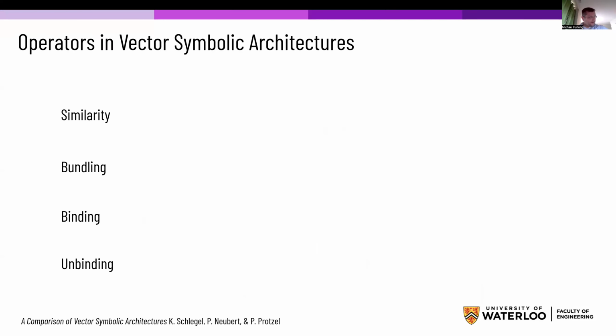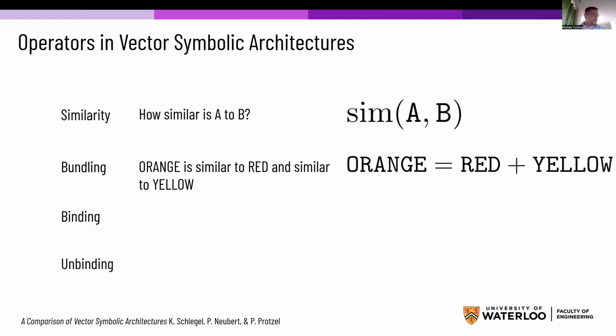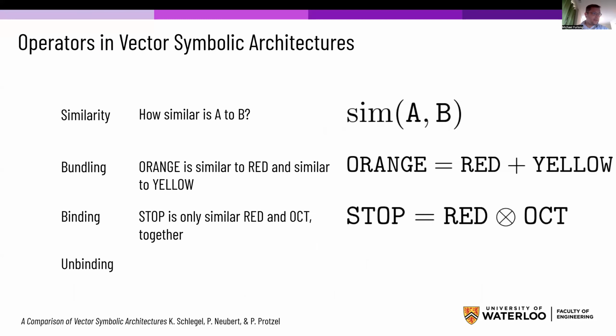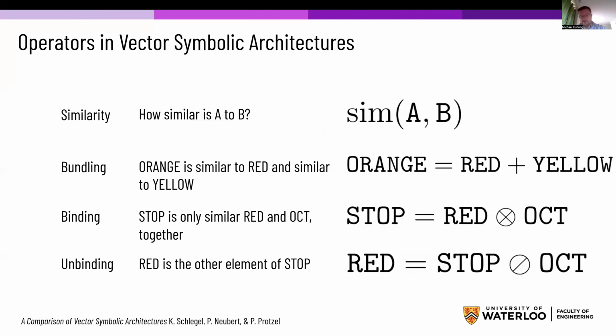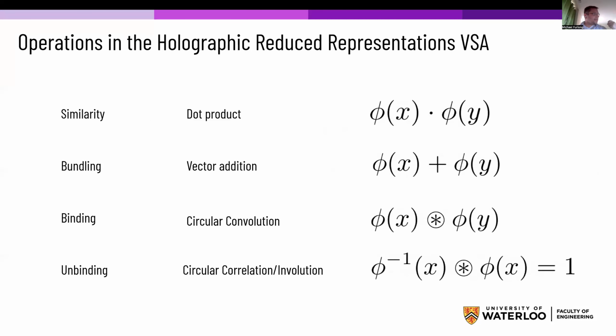We have these standard operations: similarity, bundling, binding, unbinding. Similarity answers the question, how similar is A to B? Bundling creates a new symbol that bears similarity to its constituent parts. Binding creates a new symbol where the symbol does not necessarily bear similarity, under the similarity metric, to its constituent parts. And then unbinding can undo the work of binding. And I've been working with the holographic reduced representations VSA. I've been working with the semantic pointer architecture from Chris's lab.